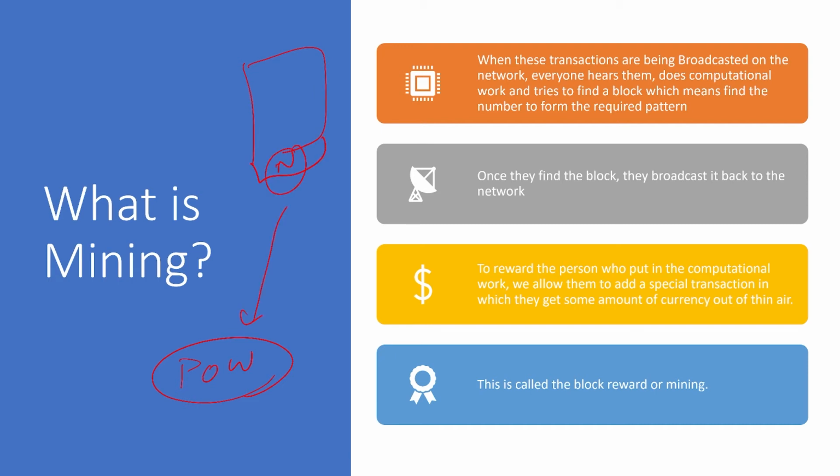For somebody who's catching all these broadcasts and putting in all this computational work, he needs to be incentivized. So at the end of each block, he can add one line of transaction where this particular person gets some money. Once they find the block, they broadcast it over the network, and to reward themselves, this money is given to them. And this is called the block reward or mining.